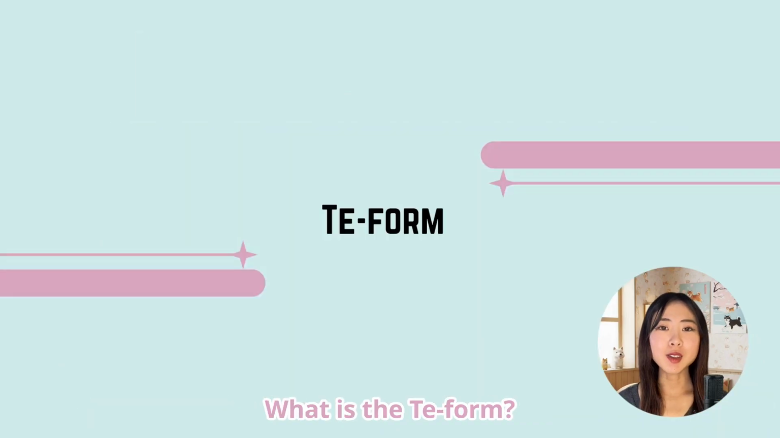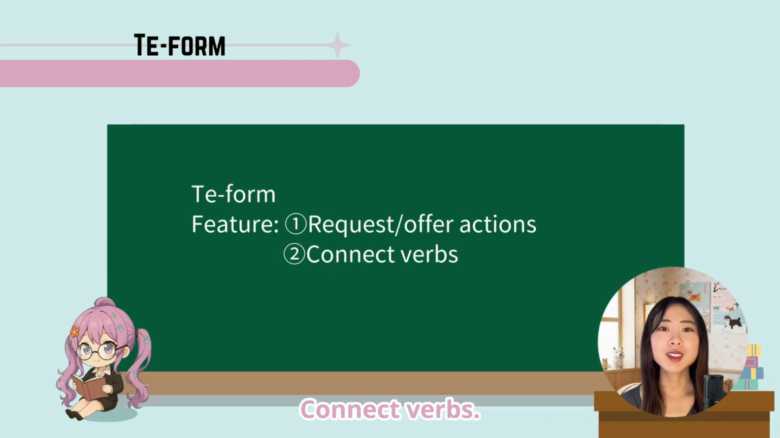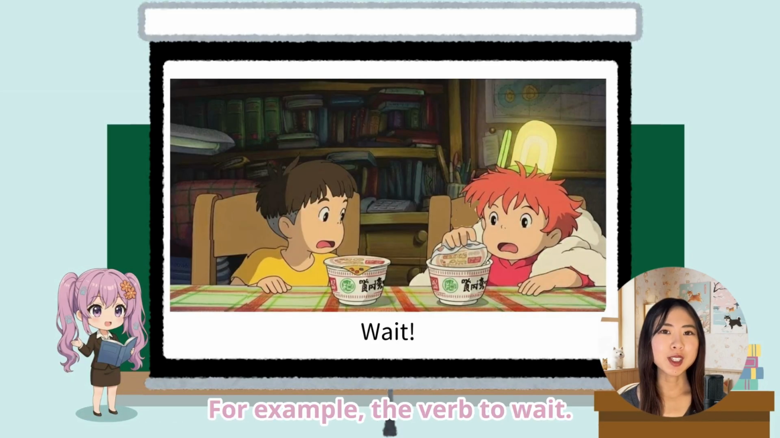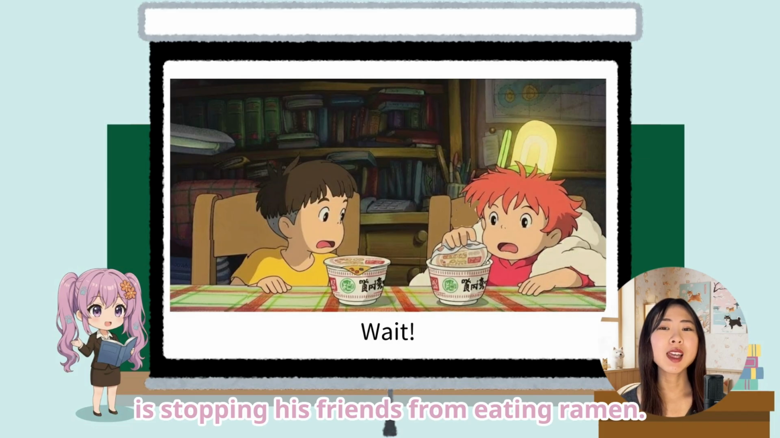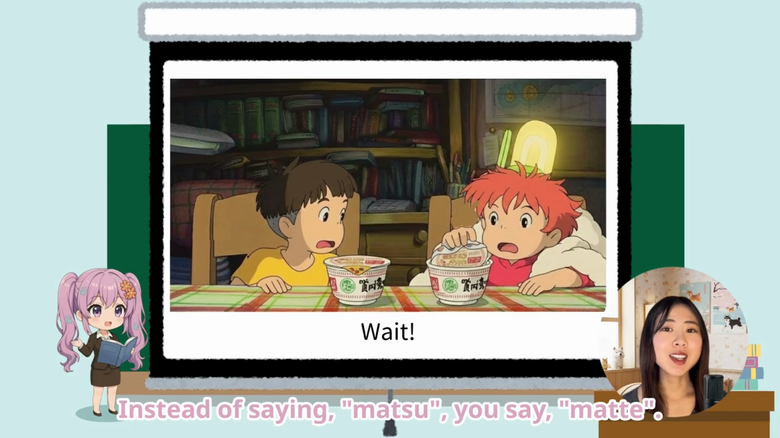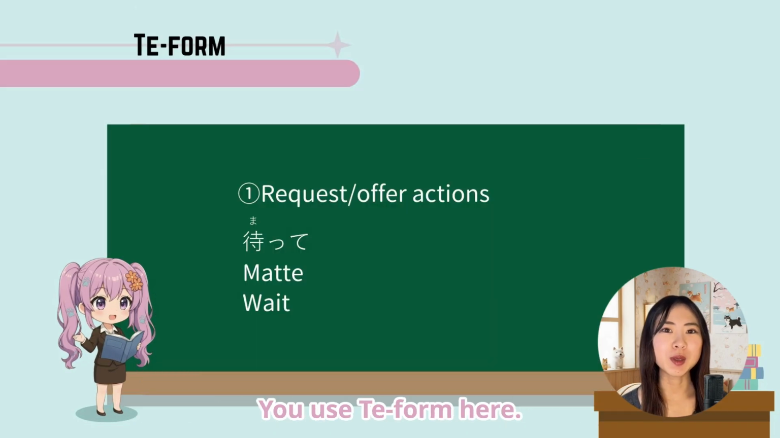What is the te form? Te form is used to request someone to do something. Connect verbs. For example, the verb to wait, we say matsu. In this scene, the character is stopping his friends from eating ramen. Instead of saying matsu, you say matte. You use te form here.